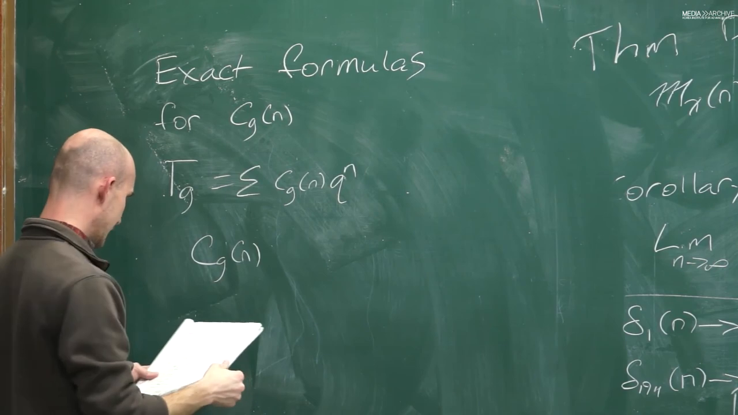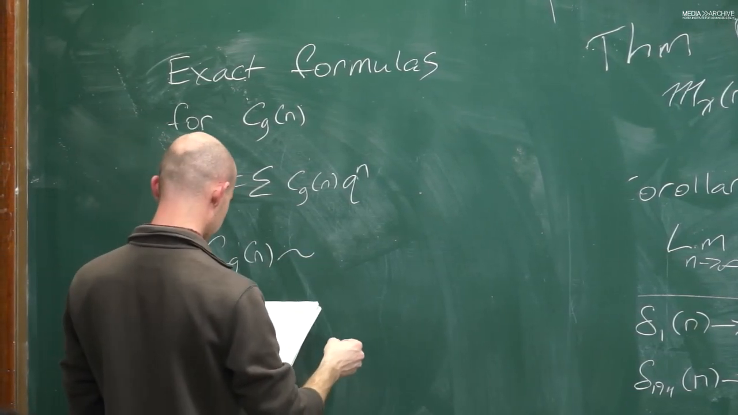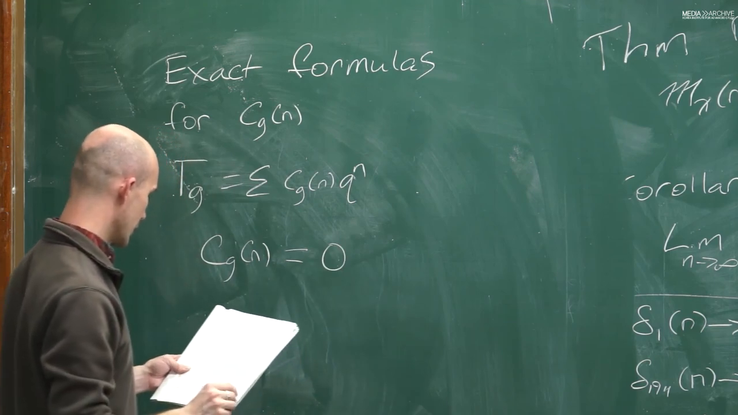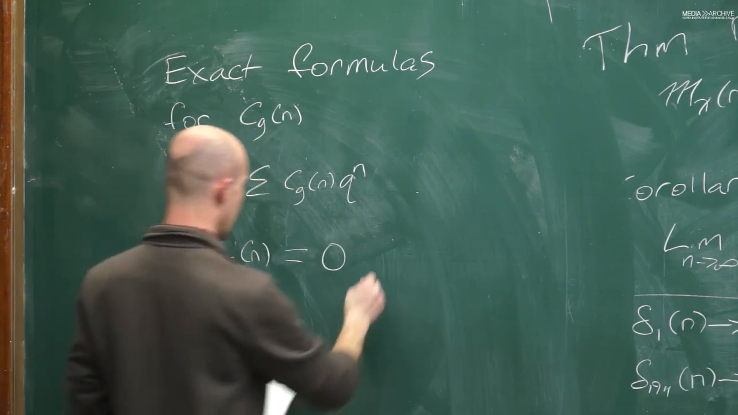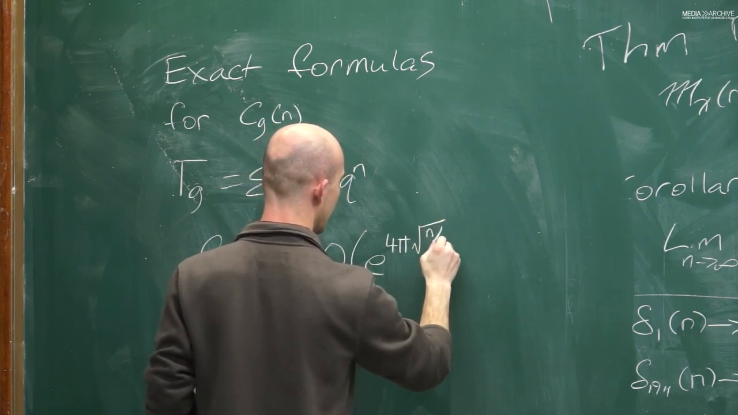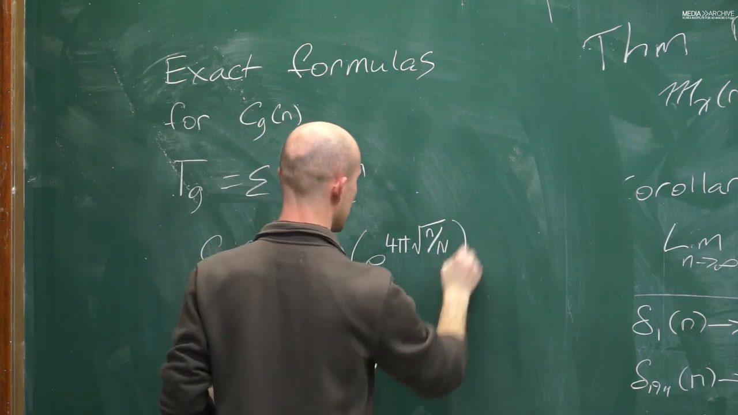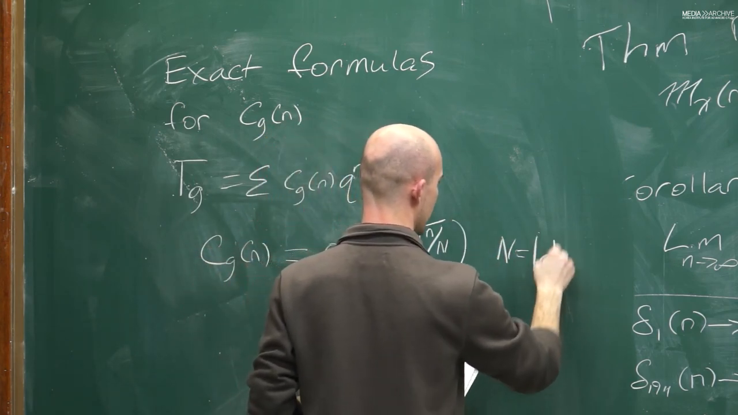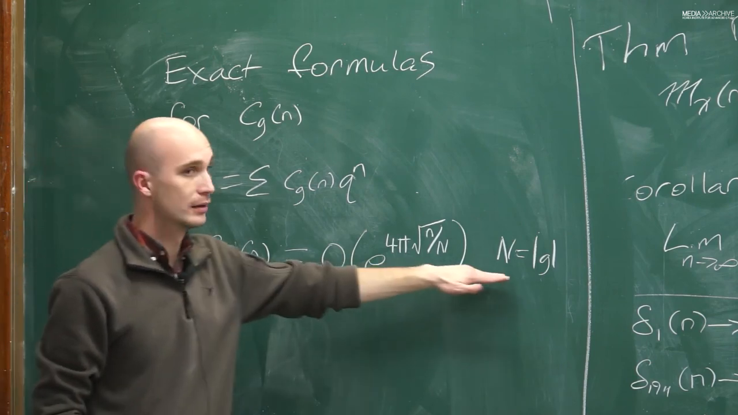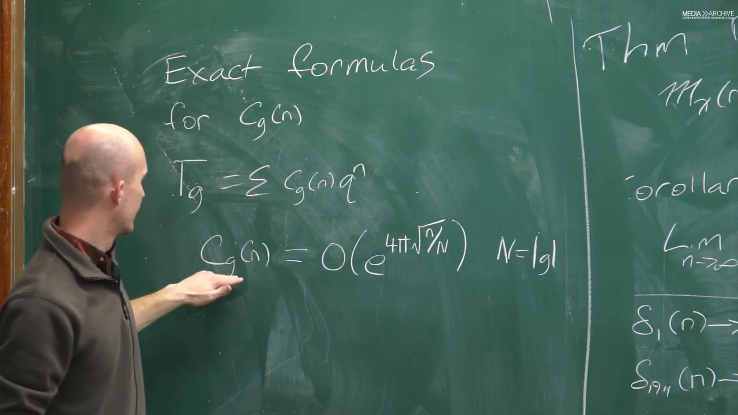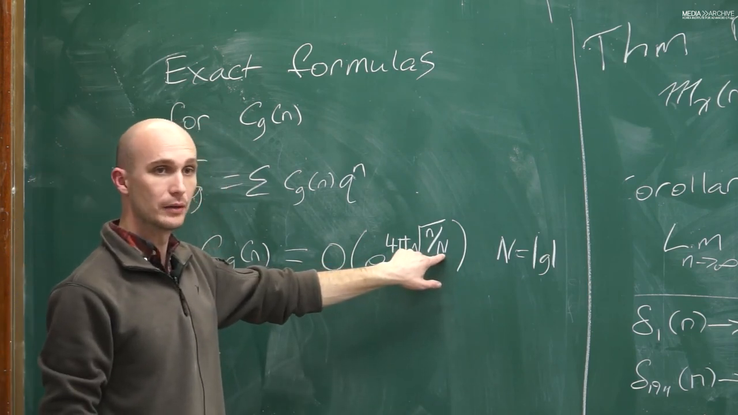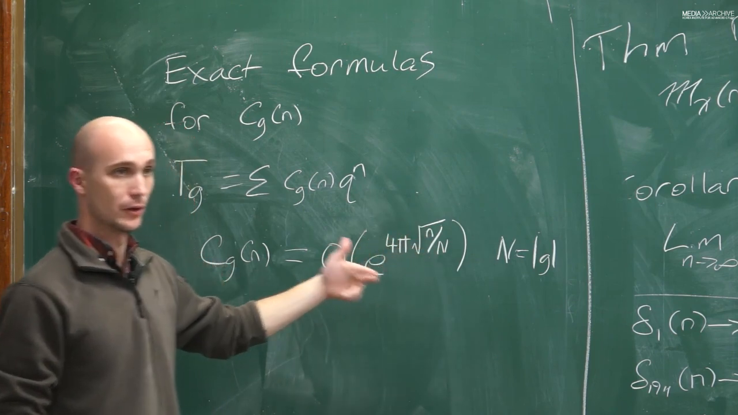The C_g(n) is asymptotic to, actually, I'm going to be a little bit imprecise here. Let me just give a big O notation. I know that they're bounded at least by some constant times e to the 4 pi square root of n divided by big N, where big N is the order of the element inside the monster group. Here, in particular, you'll see that the largest of the C_g(n) is going to occur when N is 1, corresponding to the identity element, or corresponding to the coefficients of the J function.